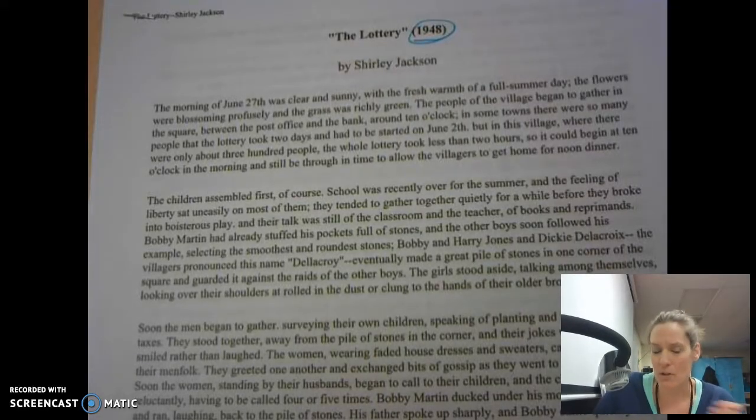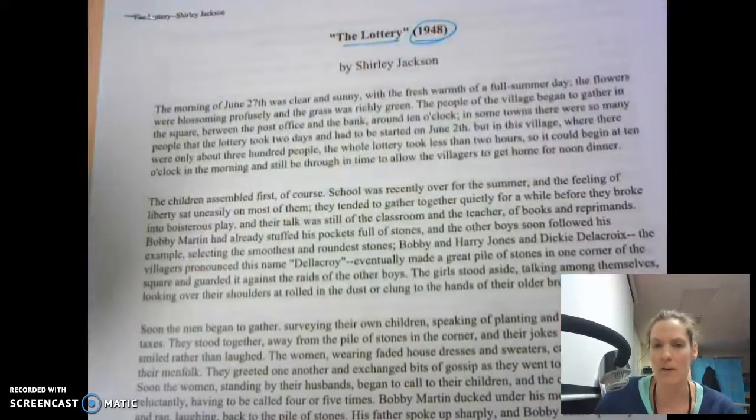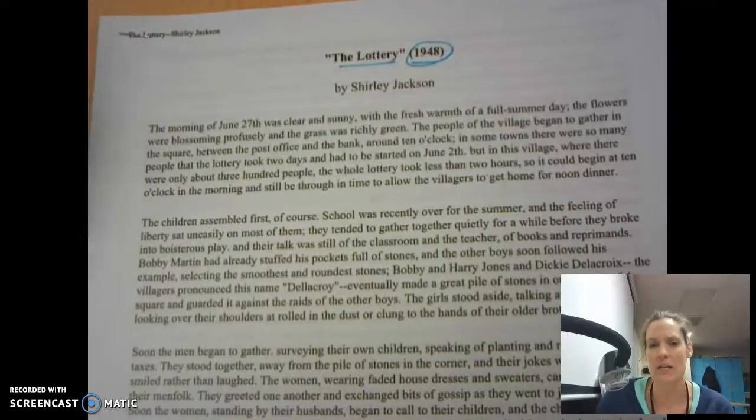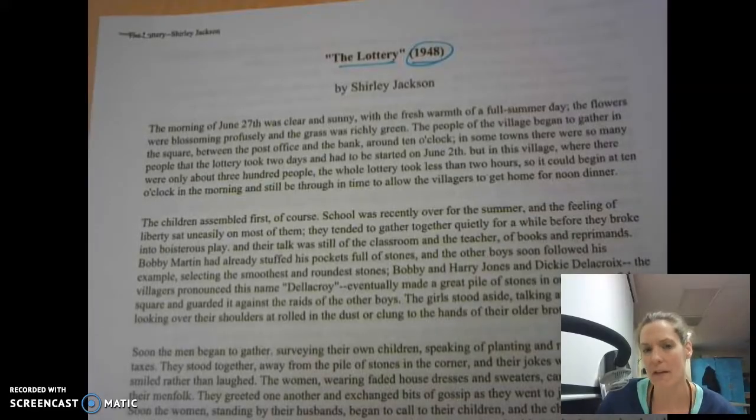Then what I want you to do first is, above or around the word "lottery," start thinking of a few different things that come to mind when you hear "lottery." I'm going to give you just a minute. Go ahead and jot down a couple of ideas.